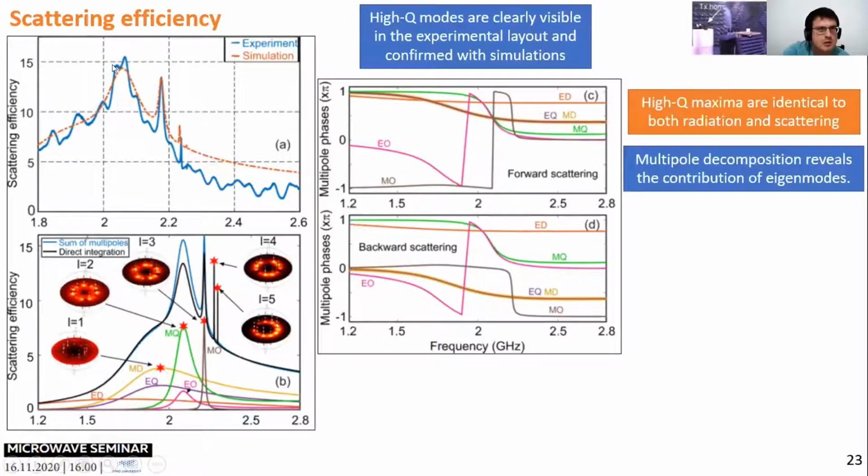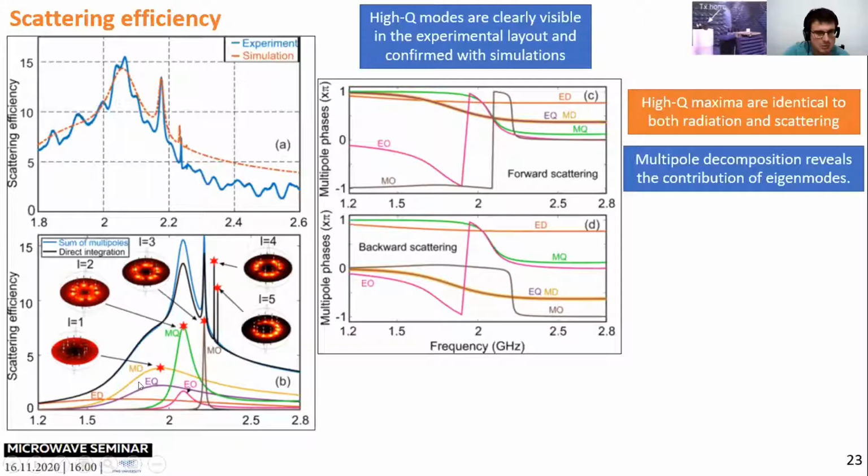First, we can see that our investigation of the scattering properties, scattering efficiency, is in agreement with the experiment and simulation. The value and the width of the resonances, and the first three maxima, are almost at the same position, except this 40 megahertz shift, and we deleted it manually. I think I moved my simulation just by several percent in order to make this plot coincide more with the experimental part.